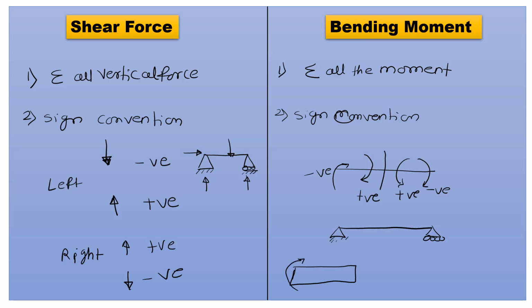So these are the sign conventions for sagging. Because of this force, the beam gets deflected to the downward side, so this is sagging, and we take it as positive. And if on this beam the direction of moments is like this, then the beam gets hogged, and due to hogging we take the bending moment sign convention as negative. So these are hogging, sagging and the sign conventions for bending moment.